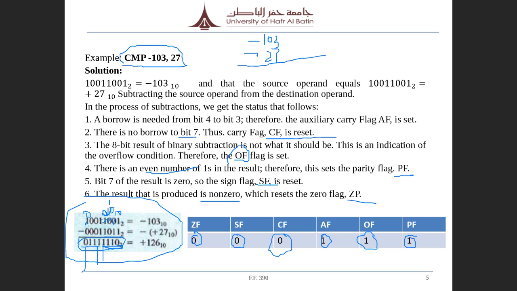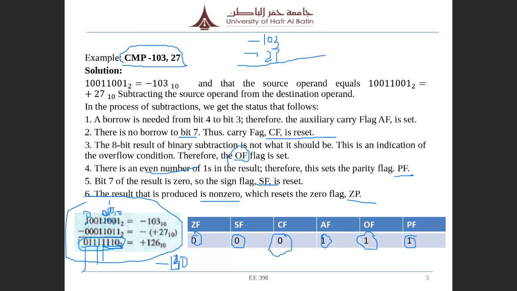Now if you check minus 103 and minus 27, what is the sum of these two? It's not plus 126. That means this 8 bits is not enough to hold the result, because what is the result in decimal format? It is minus 130. Actually the result is minus 130. All right, and what is the binary value for minus 130?